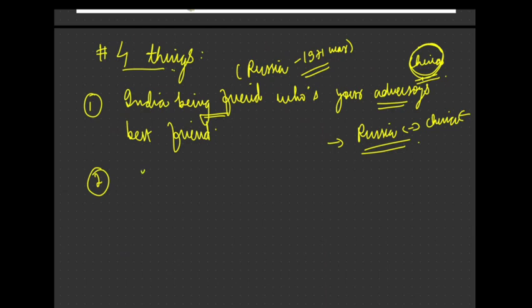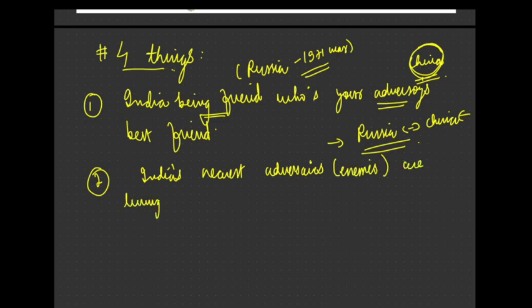Second, India's nearest adversaries, the enemies, you can say, are turning friends. So who are our nearest adversaries? Of course, the China plus Pakistan formation. So they are also turning friends. Now the third part.